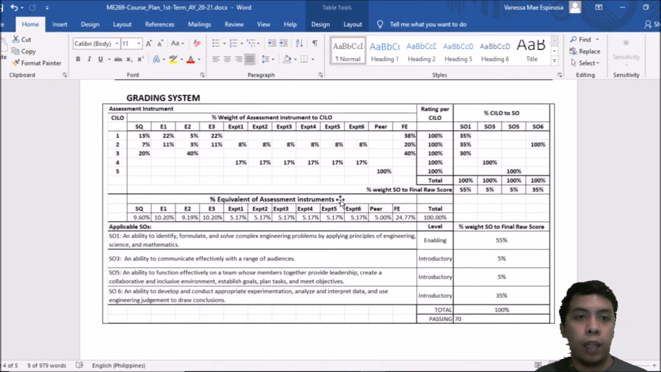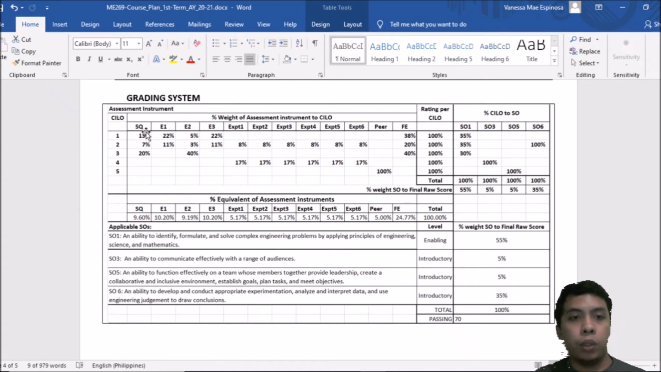Next, we have the grading system. This is our OBAT, or outcomes-based assessment template, for your grades. As you can see, we have CILOs and SOs. The purpose of the CILO and SO is that they will be the basis of our grade for you. You can see we have various assessment instruments that will be used in grading you.